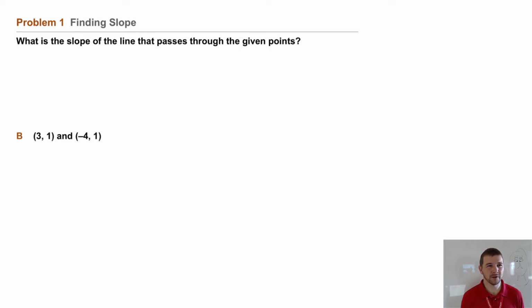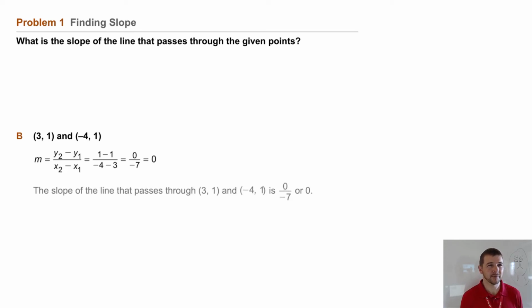Part B, how about the point 3, 1 and the point negative 4, 1? What's the slope between those points? Well, again, y2 minus y1 over x2 minus x1, substituting in values from our coordinates above. 1 minus 1 over negative 4 minus 3 works out to be 0 over negative 7, and that's 0. So we can state the slope of the line that passes through 3, 1 and negative 4, 1 is 0.